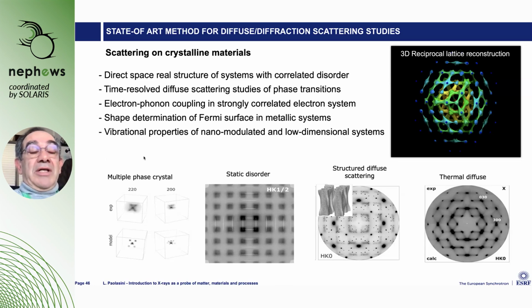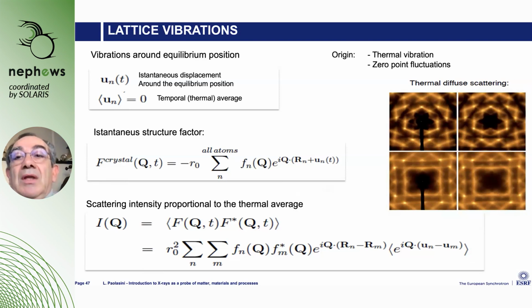For example, if the crystal contains multiple phases, or if some static disorder is present, or there is some particular modulation, what we call structural diffuse scattering. But also it's possible to observe the thermal diffuse scattering, which is associated with the lattice vibration. The lattice vibration can be of thermal origin, associated with the movement of the atoms around the equilibrium position, but can also be correlated. So we can study the dynamics, for example, the sound propagation and the dispersion curve of what we call phonons, which can be acoustic or optical.